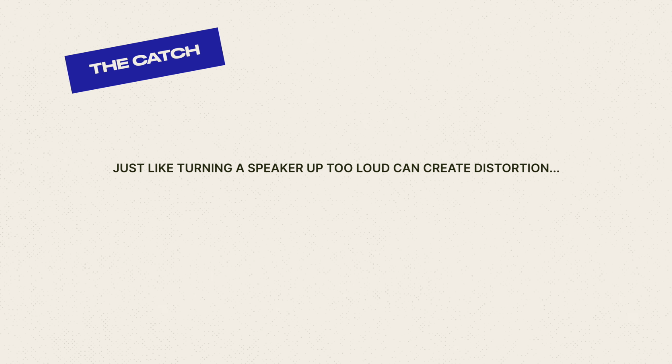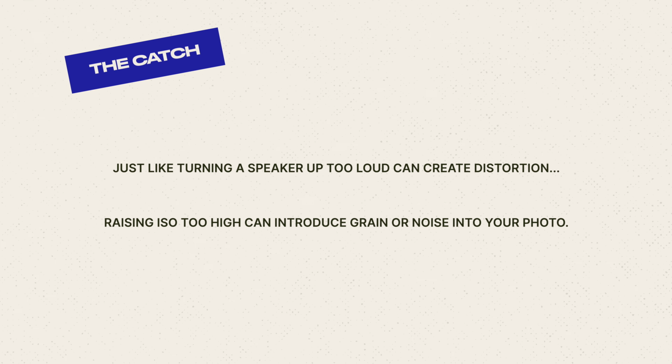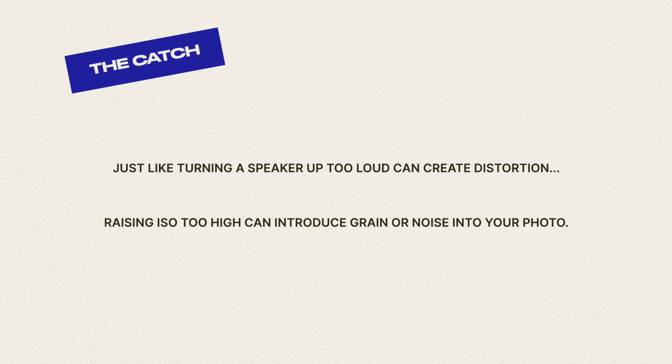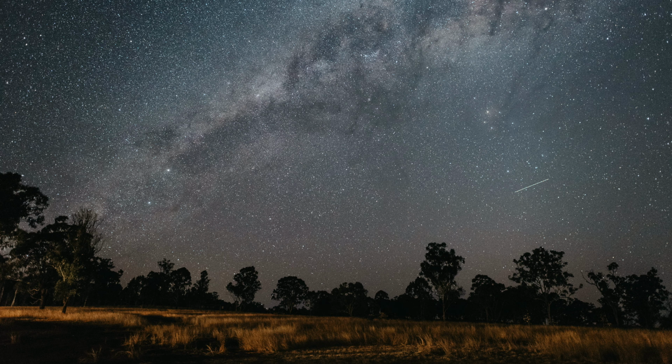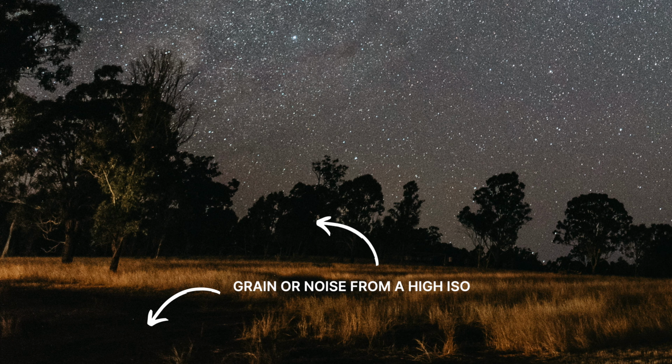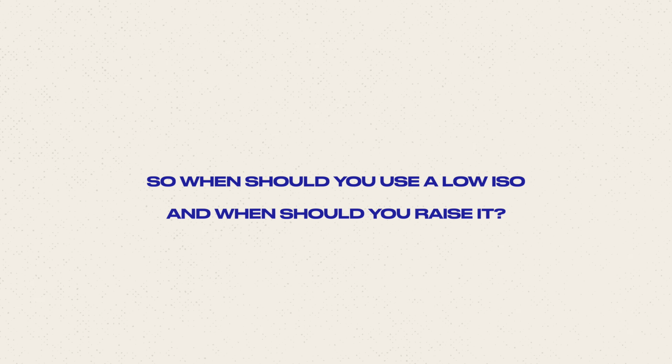Just like turning a speaker up too loud can create distortion, raising ISO too high can introduce grain or noise into your photo. Noise looks like tiny dots or fuzziness in your image, especially in the darker areas. It lowers your image quality and makes your photos look less sharp. You can use noise or grain as a creative choice, but for the most part, you want to avoid this in your images. So when should you use a low ISO and when should you raise it?